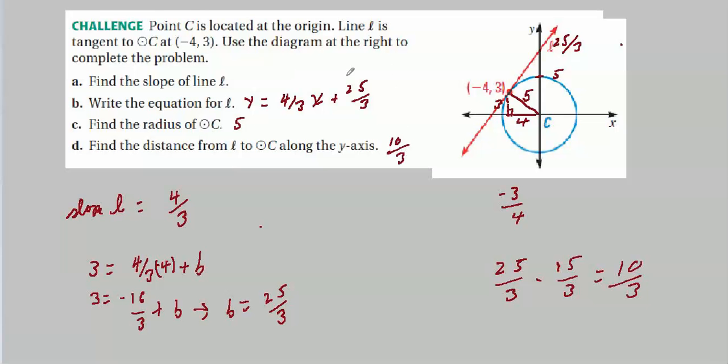So, this was 4/3. Here we got 4/3 x, naturally, because that's the slope. Plus 25 over 3. That gives us the y-intercept. We got the radius pretty easy because we instantly spotted we had a 3, 4, 5 right triangle. And then the distance from the y-intercept to the circle is 10 over 3. Well, that's about it.